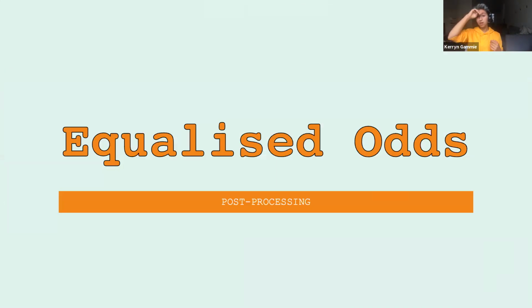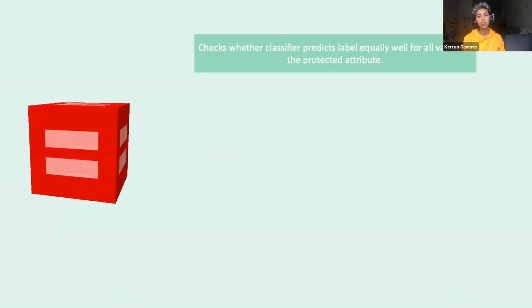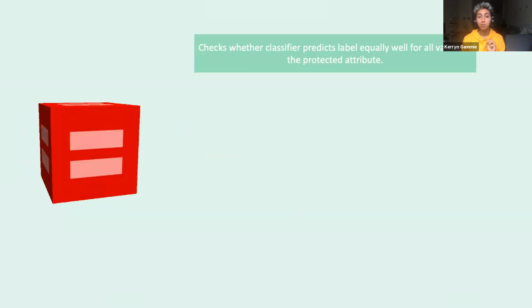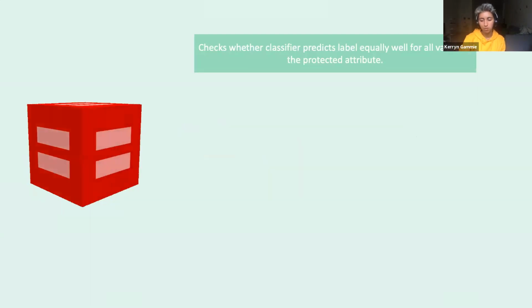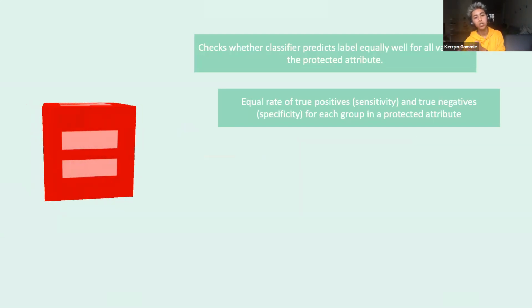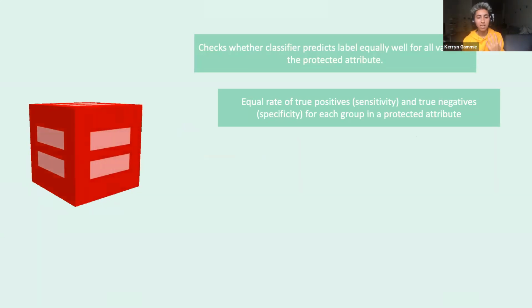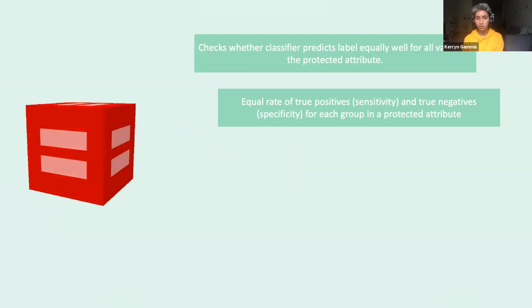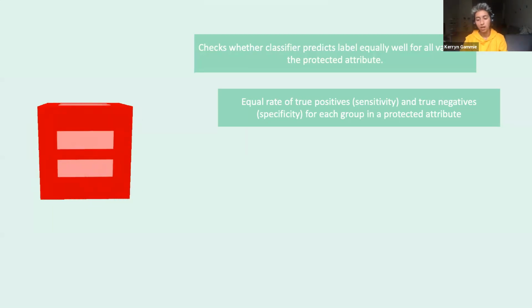Cool. Then if we have a look at post-processing, this is assuming that, for whatever reason, you didn't have the data, you didn't have the learning algorithm, but you've got these results and things are just looking shaky. And you're like, nah, let's figure out what's going on. So there's this idea called equalized odds. Really what it does is it checks whether this classifier predicts the label equally well for all values of that protected attribute, right? So essentially, proportionally, I guess we always have to talk about proportions, is there an equal rate of true positives as well as true negatives for each of the groups in these protected attributes?